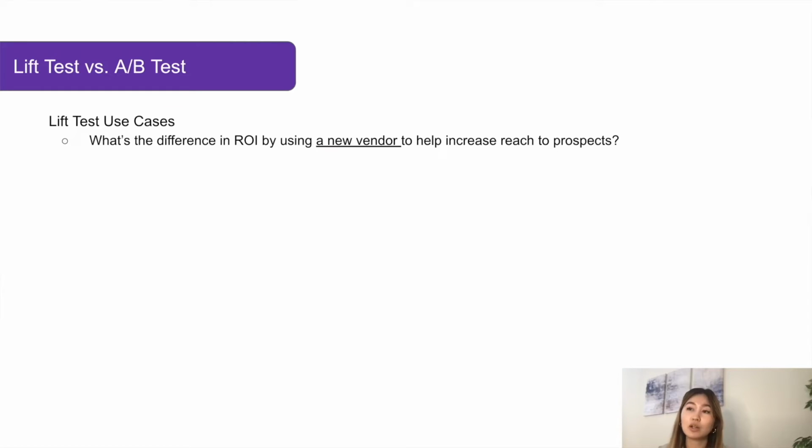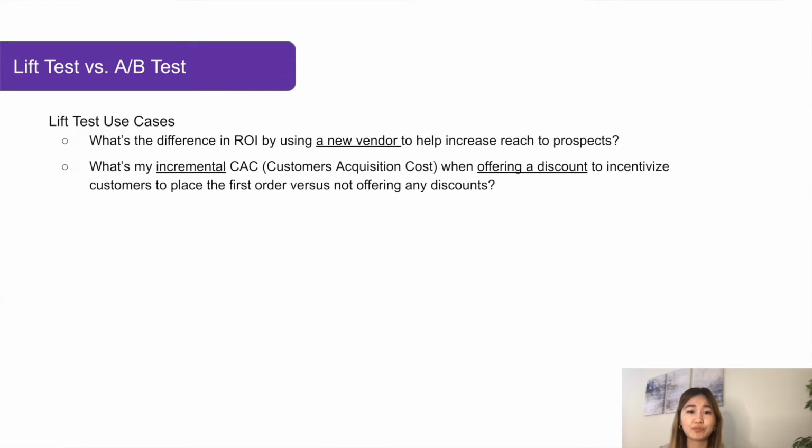So here, I wanted to give you some examples so you can understand better how to determine if they are lift or A/B test. So a use case for lift test, such as what's the difference in return on investment, which is the ROI, by using a new vendor to help increase reach to prospects. So the keyword here is we only have one variation, which is this one specific vendor you want to test out. So because it's one variation versus two, the one variation means lift test.